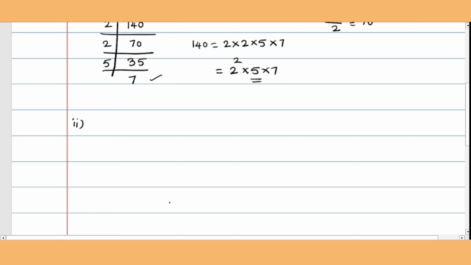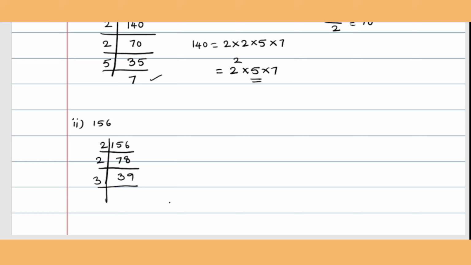For the second option, 156. When 156 is divided by 2, we get 78. Now we have 78, and we can divide by 2 again. When 78 is divided by 2, we get 39. Now 39 isn't divisible by 2, so we move to the next prime, that is 3. When 39 is divided by 3, we get 13. 13 is a prime number, so we are done.